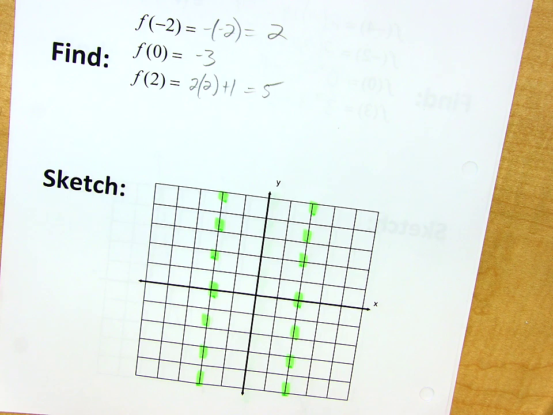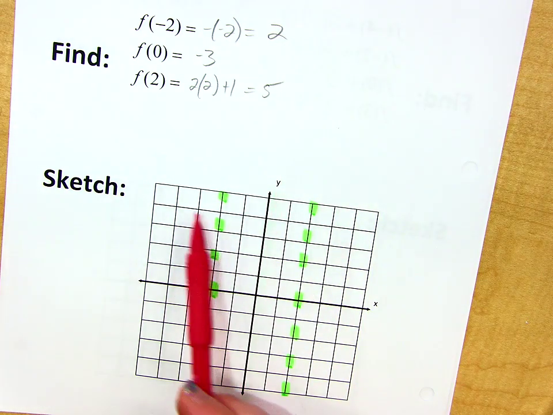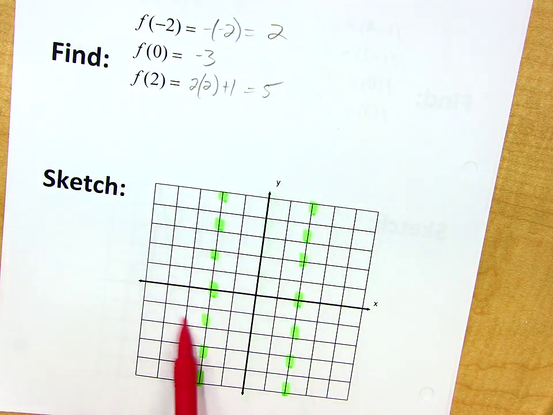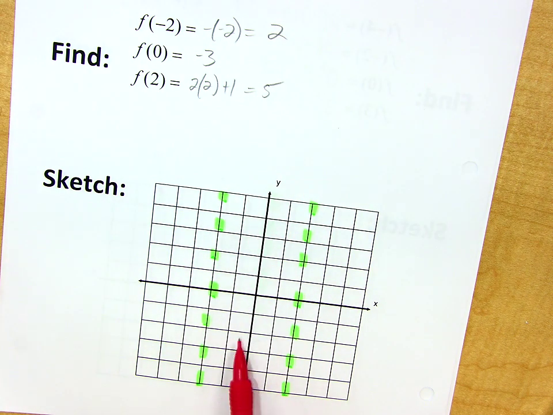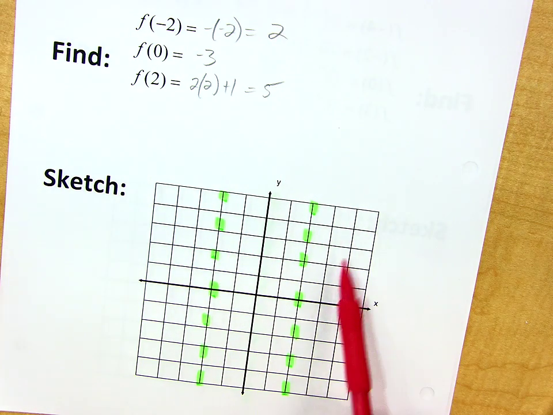So the top is going to exist only over here when x is less than or equal to -2. The middle is only going to exist in the middle, in between -2 and +2. And then 2x plus 1 will only exist over here.